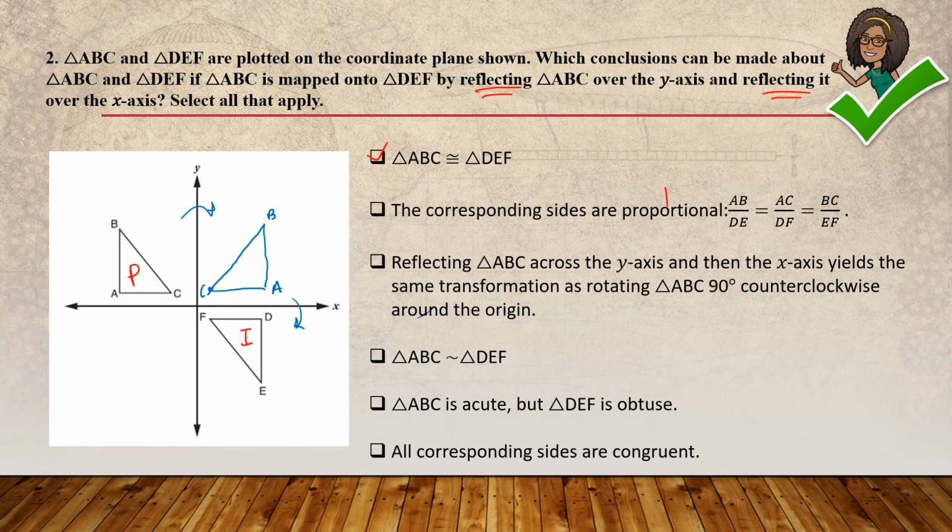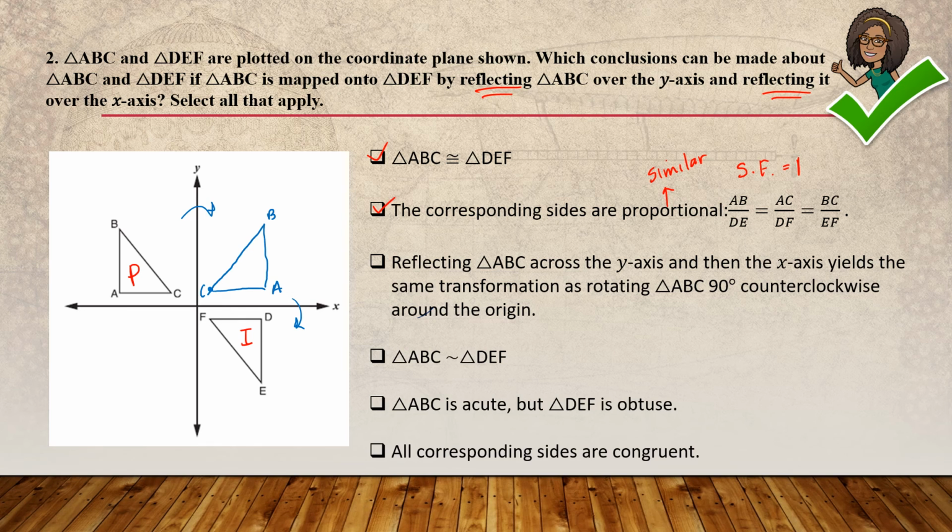The corresponding sides are proportional. So remember, proportionality deals with similarity. That just means that when I move from the pre-image to the image, there's some type of scale factor that can be used to make sure the corresponding sides are still the same. So AB corresponds to DE, AC corresponds to DF, and BC corresponds to EF. So all the corresponding sides are in fact proportional, because there is a scale factor that I can multiply each side of the pre-image by to get the size of the image, and that would be a scale factor of 1. If I multiply all the sides of my pre-image by a scale factor of 1, I'm going to get the same size image, so this is true.